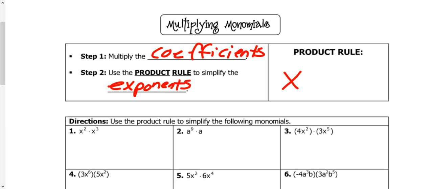So if we have x to the mth power, where m can be any number, multiplied by x to the nth power, which will be any other power other than m, you just add those, so that would equal x to whatever m plus n equals. So that is our product rule. Let's look at some examples in the numbers below.